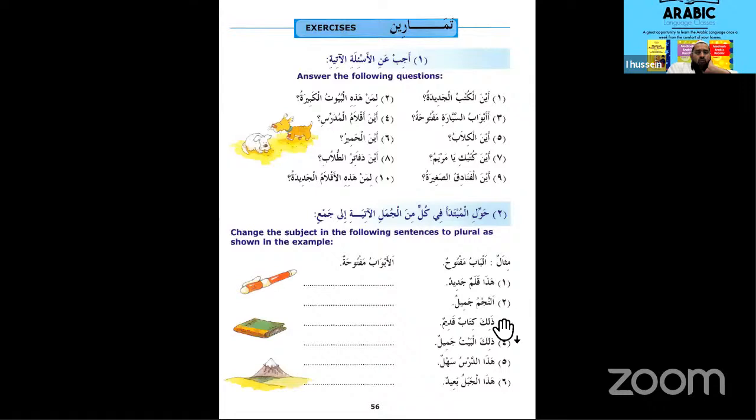Sister Zainab Sharif, can you do 1 to 6 at the bottom? Change the subject in the following sentences to plural as shown in the example. Al-babu maftuhun. When it's plural, it becomes al-abwabu maftuhatun. Go ahead.